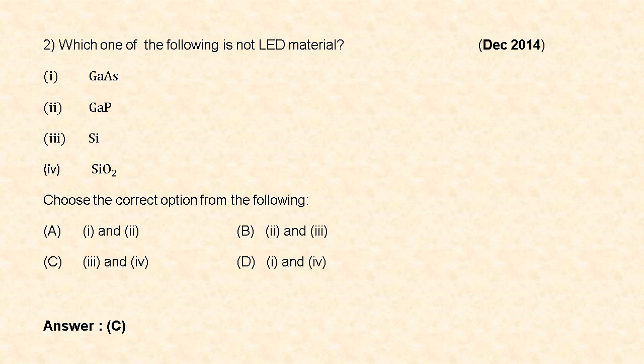Option A 1 and 2, option B 2 and 3, option C 3 and 4 and option D 1 and 4. We know that LED is made of gallium arsenide and gallium phosphide, but they have asked which is not the LED material. So silicon and silicon dioxide. Hence option C is correct.